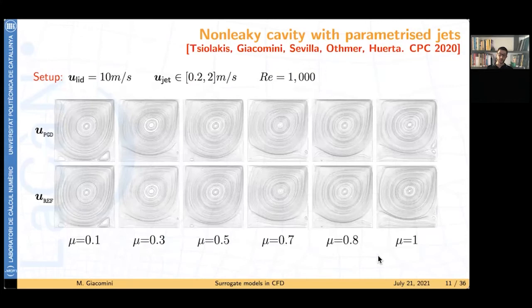So what I report here on the top is the evaluation of our surrogate model, our PGD solution for different values of the parameter under analysis. The parameter, remember, controls the amplitude of the jet. And at the bottom, the reference solution computed using OpenFOAM. So qualitatively speaking, you can observe that more or less you could say, okay, the solution is rather okay.